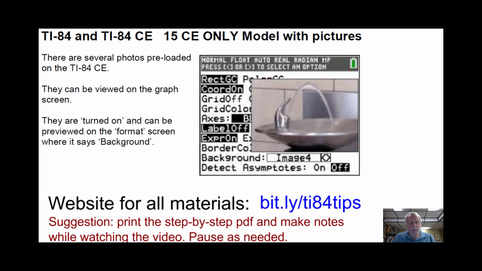Tips and tricks number 15, model with pictures. Again, this is only on the color. And we're going to take this picture right here, put it as background for our grid, and then model the curve.